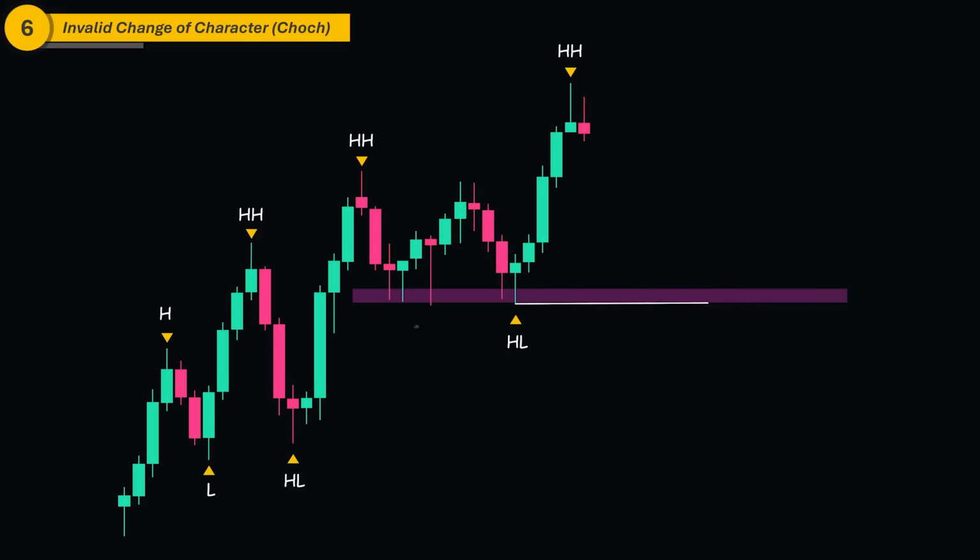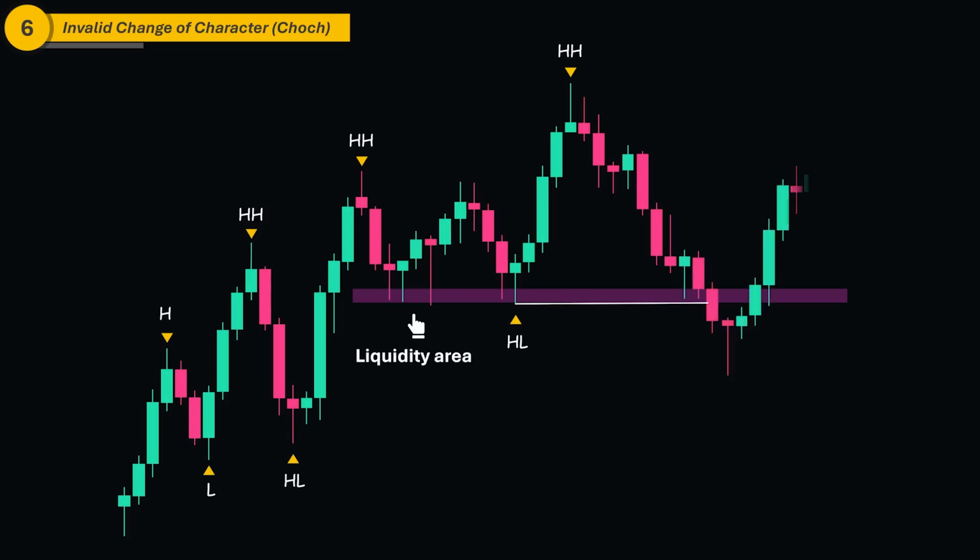This level aligns with a significant area of liquidity. Here's the deal. Many traders previously opened long positions at this level, placing their stop losses just below it. What does this mean? A massive pool of liquidity is sitting beneath that level, waiting to be tapped. Now, smart money knows this. To hunt these stop losses, they often push the price lower, sweeping the liquidity before driving it back up in the same bullish direction. Here's the key takeaway.